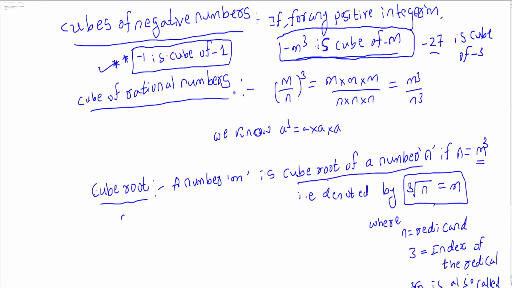Coming to the cube of rational numbers, (m by n) raised to 3 is equal to m cube by n cube. Okay, this is one thing. Then what is a cube root?